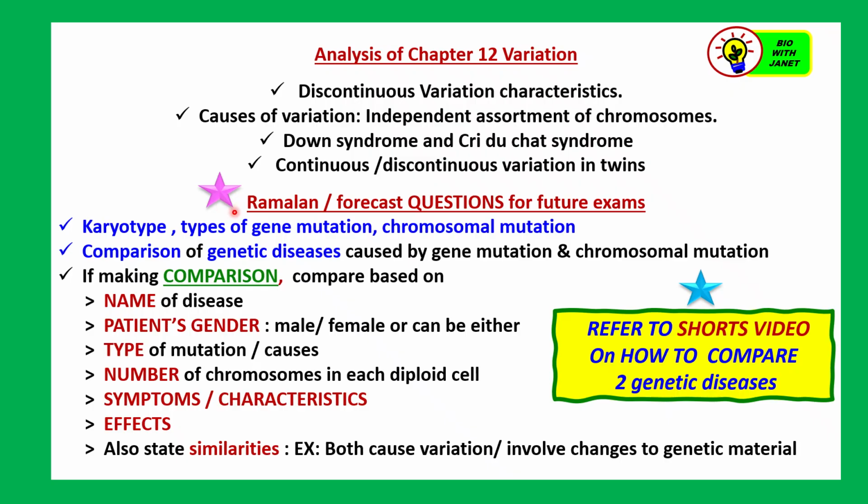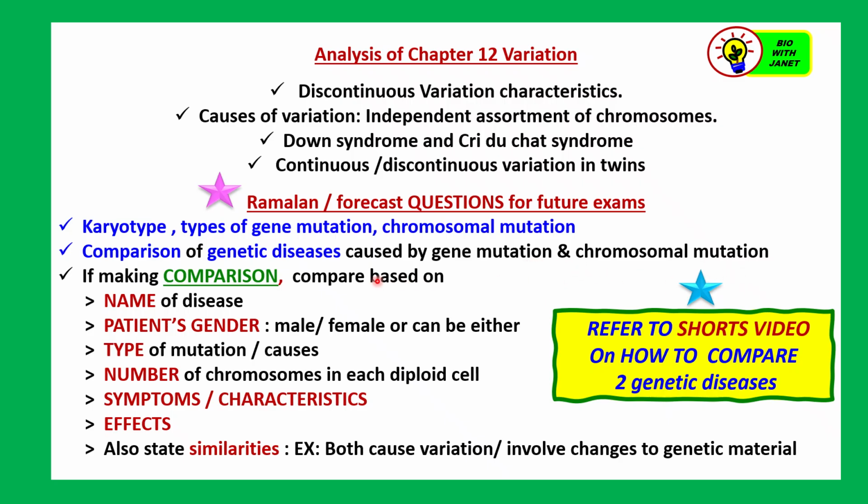Now, what is my forecast for questions in future exams like this year's SPM and so forth? Okay, this is my take on it. So, karyotypes may be asked, where you have to identify what genetic disease is involved, and then you may be asked to compare different types of gene mutation or chromosomal mutation and the characteristics of these types of mutation. So a comparison of genetic diseases is quite possible, okay, diseases caused by gene mutation or chromosomal mutation.